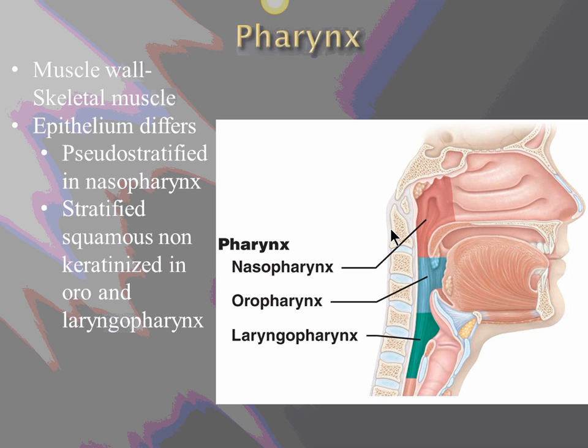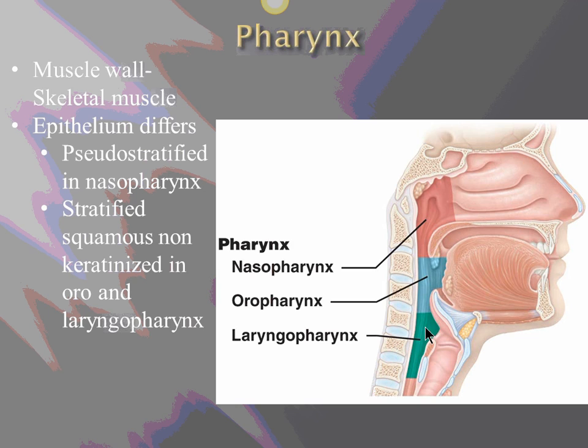Now here's a little review of the pharynx. We already did the pharynx when we did the lymphatic system, so this is a quick review. The pharynx is the area behind the nasal cavity, the oral cavity, and the larynx. Based on that, we divide it into three parts: nasopharynx, oropharynx, and laryngopharynx. Its muscle wall is skeletal muscle.